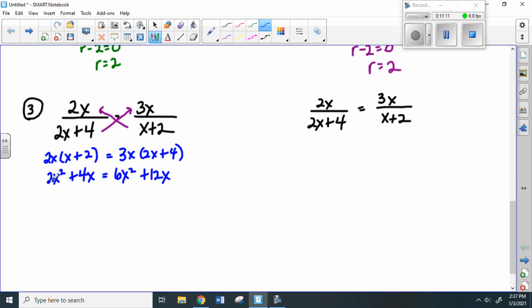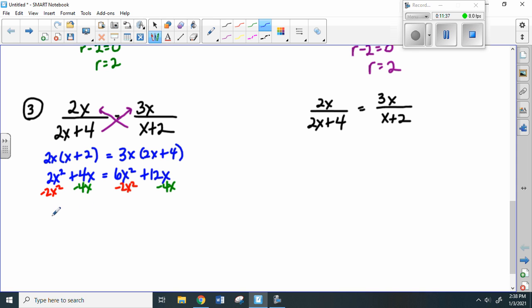All right, and because we have x squares and x's, remember that we have to make it equal to 0 before we factor. Well, I want to make sure that my x squared ends up positive. So I am going to move everything to the right. All right, just showing you what I'm doing here real quick.